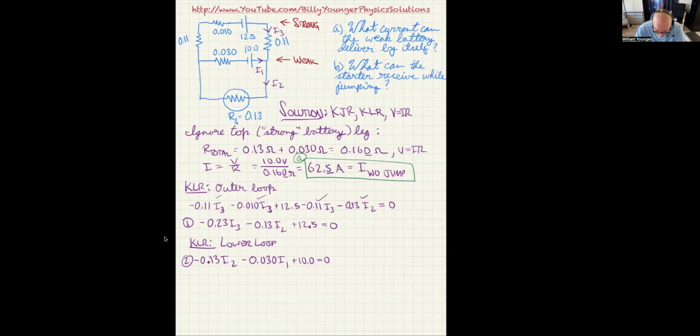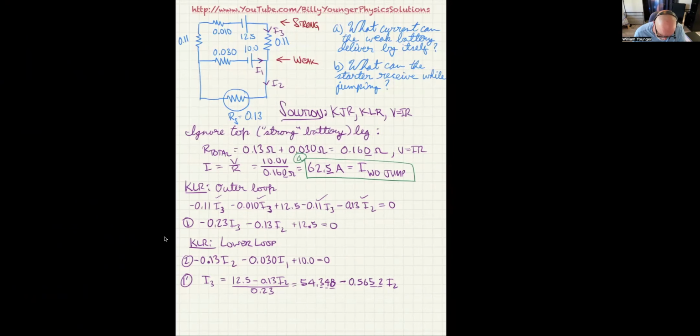Now all we have to do is make a Kirchhoff junction rule because we have three unknowns, I1, I2, and I3. And we need, of course, three equations. We've only got two so far. So the junction rule for this junction right here sees that I3 is coming in and I1 is coming in and only I2 is going out. So our junction rule should be I3 plus I1 equals I2, or probably I would write it as I1 plus I3 equals I2. And lo and behold, we can get that.